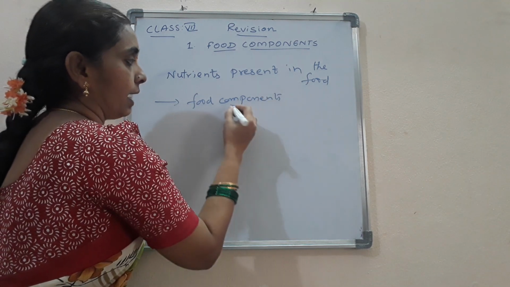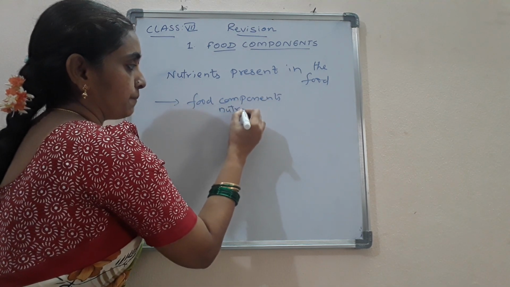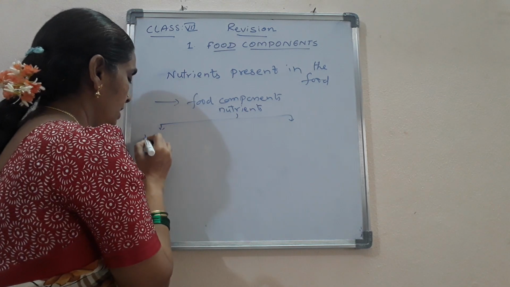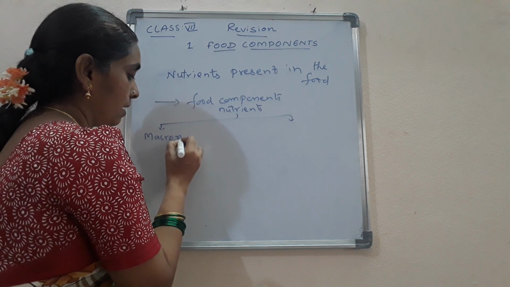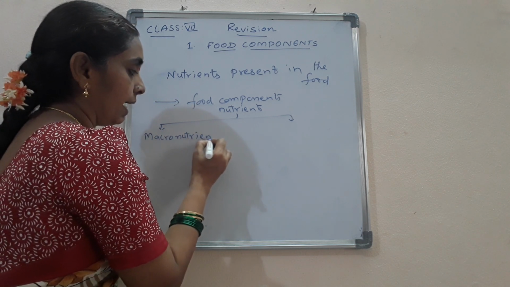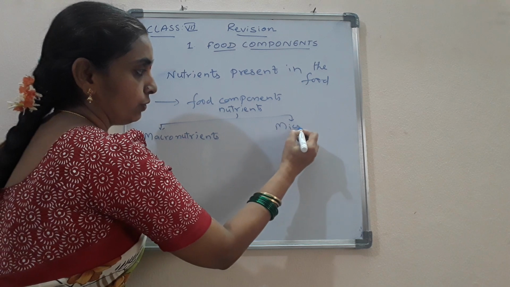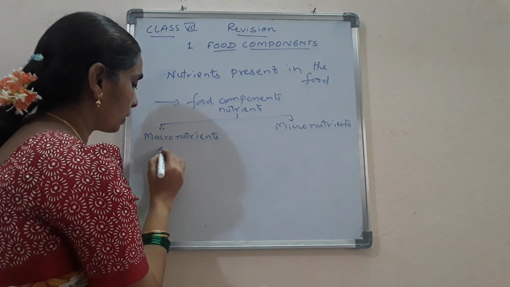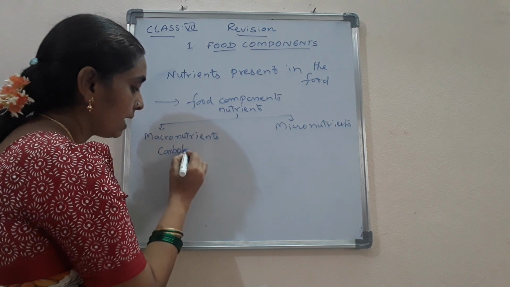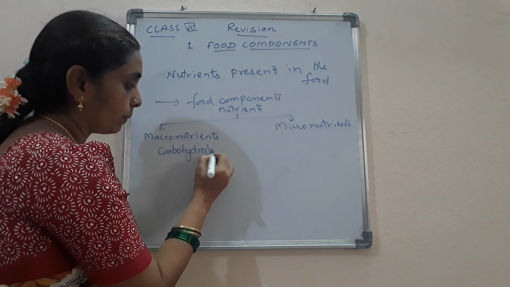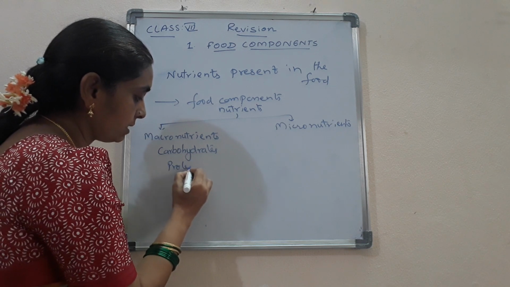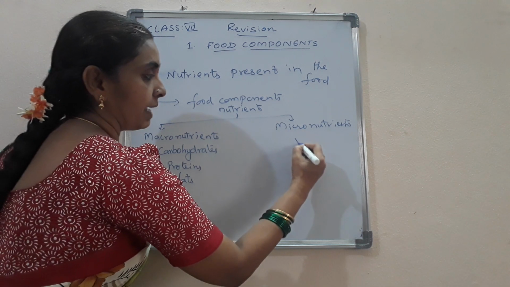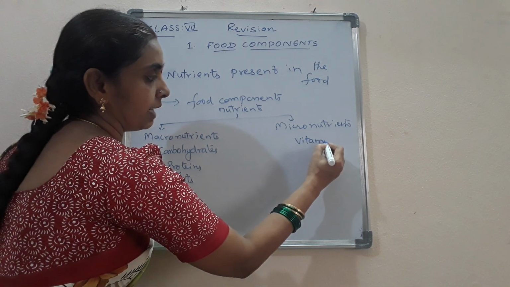These are again of two types. What are they? Nutrients are macronutrients and micronutrients. Macronutrients are carbohydrates, proteins and fats. Micronutrients are vitamins and minerals.